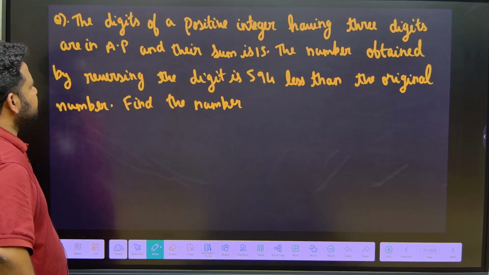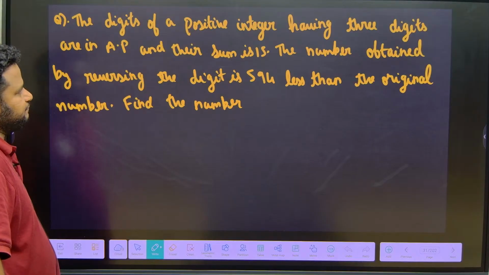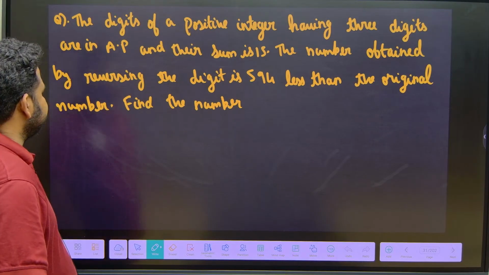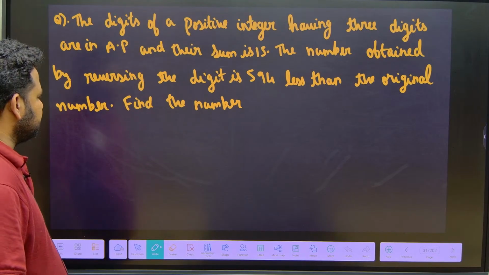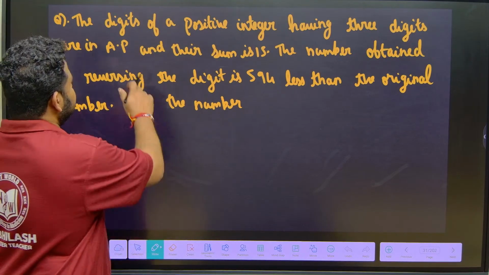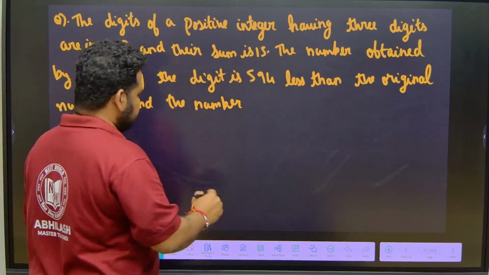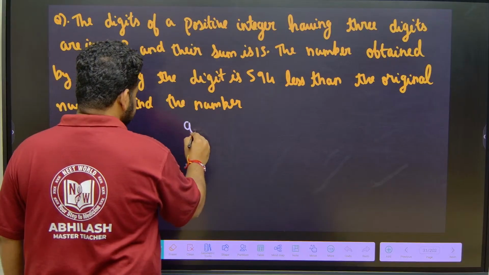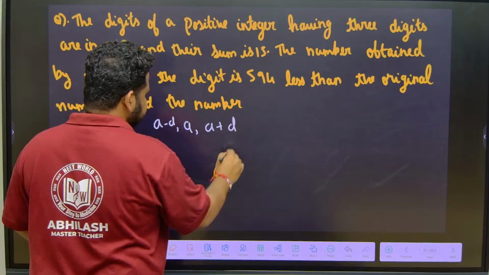Now what they are telling is, the digits of a positive integer having 3 digits are in AP and their sum is 15. The number obtained by reversing the digits is 594 less than the original number. Find the number. So first of all you have to understand, the digits of a positive integer having 3 digits are in AP. So they are talking about 3 digits. Let the three digits be a minus d, a, and a plus d. Let these be the 3 digits.